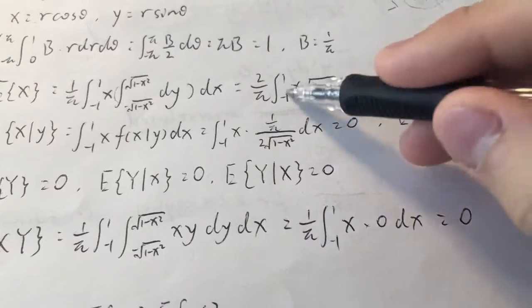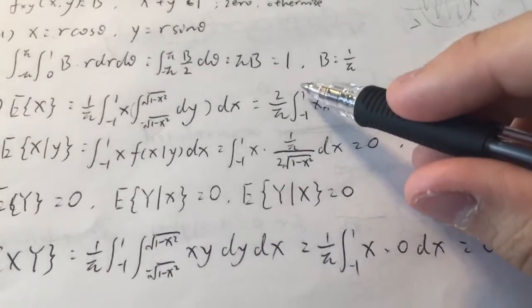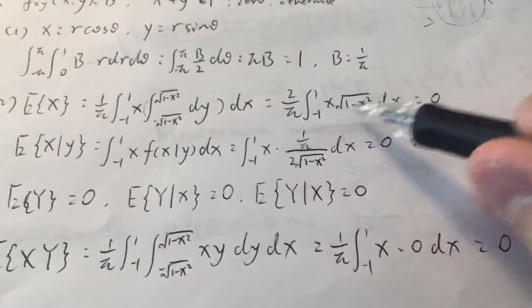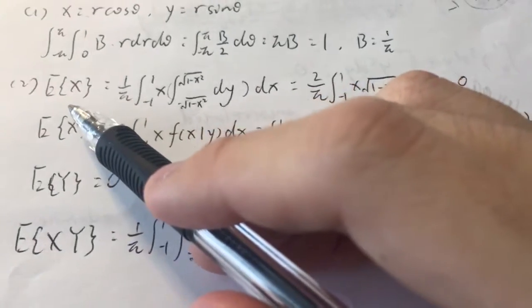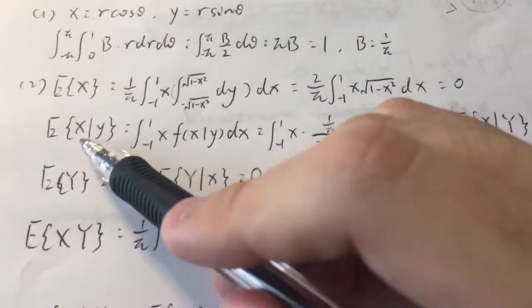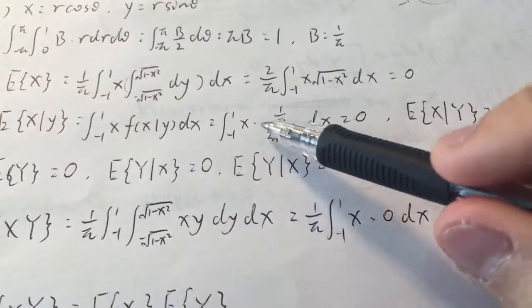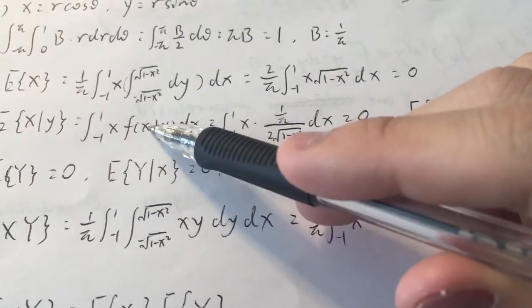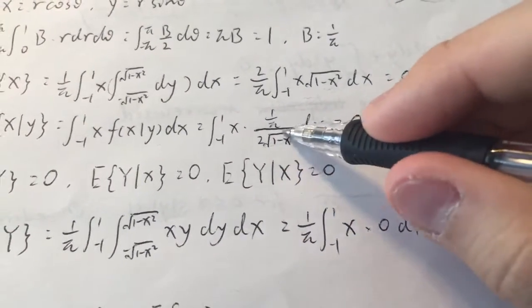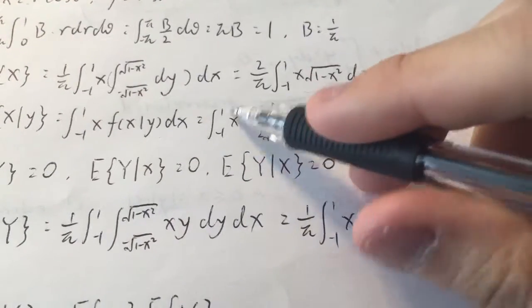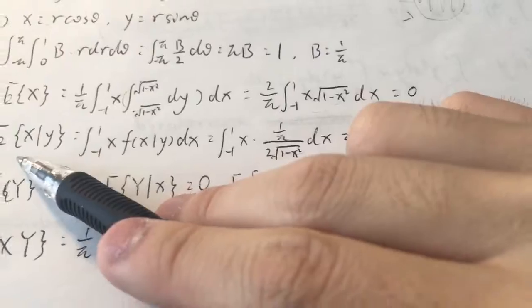Because this function is an odd function, and we know that from -1 to +1 the value of this integral should be 0. So this is the expected value of x. Next, the expected value of x conditioned on small y: we put this in, and the conditional density function of x given y should be like this. Finally, because this is an even function, and when it is multiplied by x it becomes an odd function, the value should be 0. And this one should also be 0.